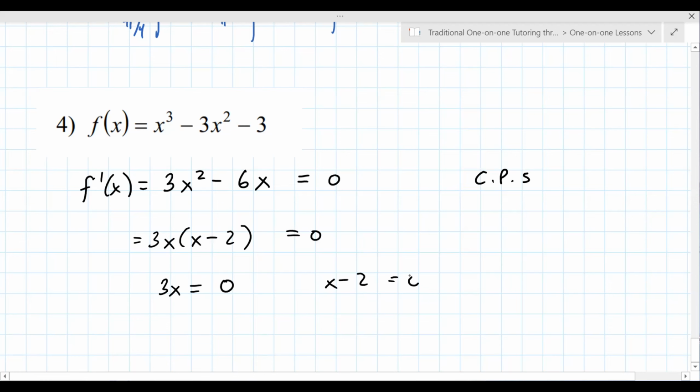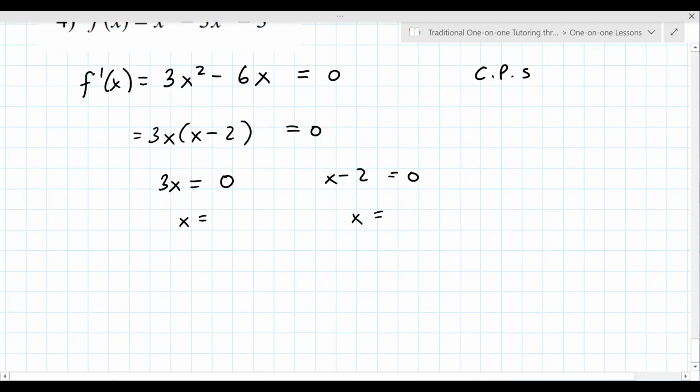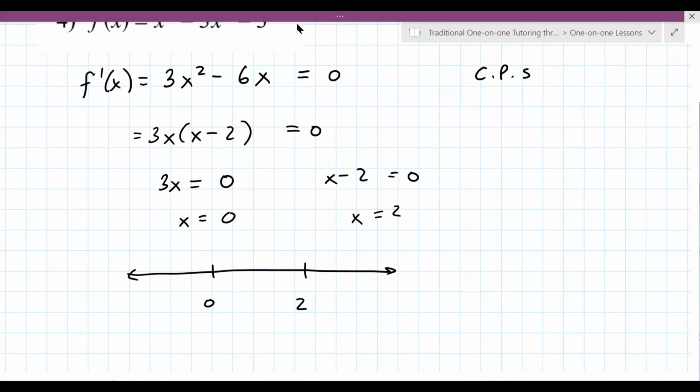You can do f double prime of x. Oh, not yet. So what are the two critical points? 0 and 2. Then you do the little number line thing. So what are you going to test? Which points do you think are worth testing here? Looks like -1, 1, and 3.